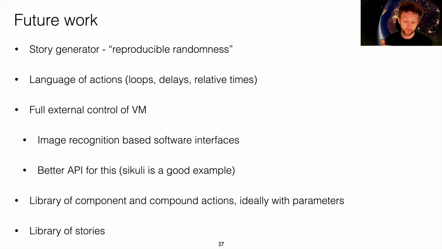Future work: the story generator I mentioned, introducing random components but having them preserved in the story. We really need to have a look at this language of the actions. Do we need loops? How do we express delays in relative time? Some of that's done, but it's not finished. Really what we need, though, is full external control of this VM.